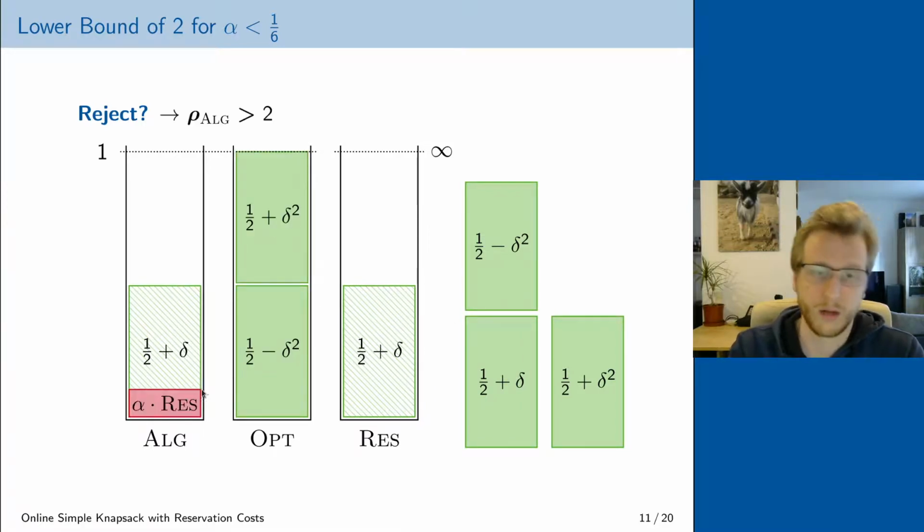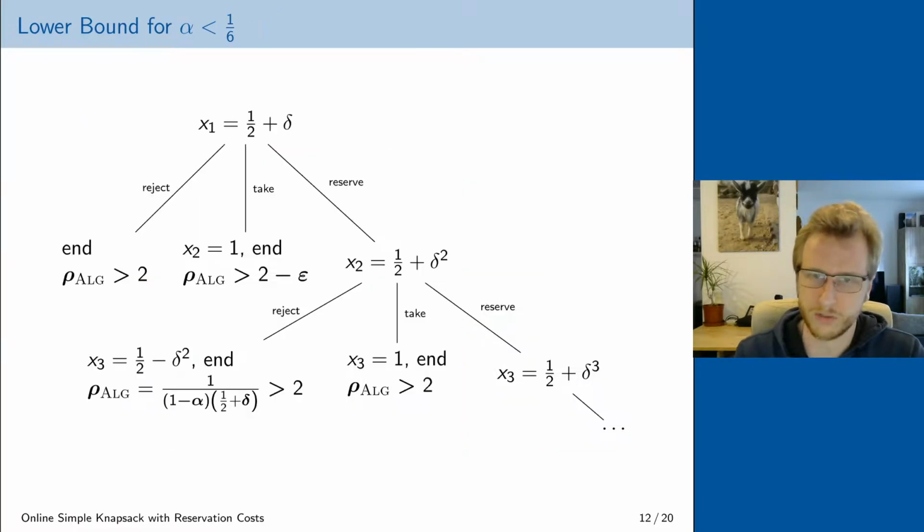And again, we have to pay reservation costs and our bound is bigger than two. So we would reserve this item and this game would go on. And to give you a picture of the decision tree, or a sketch of the decision tree rather, it looks like this. If you are interested, you could pause the video at this point.